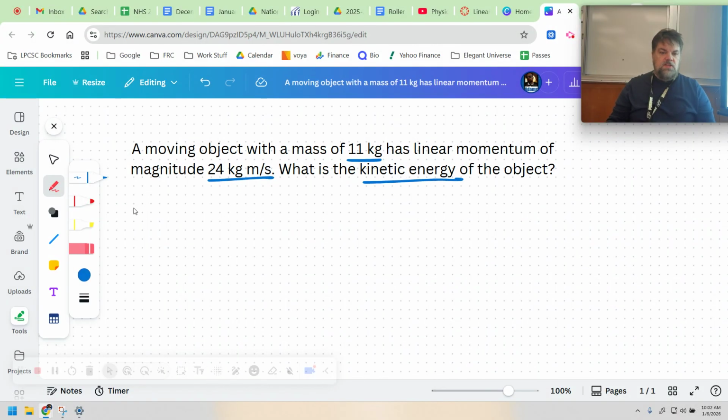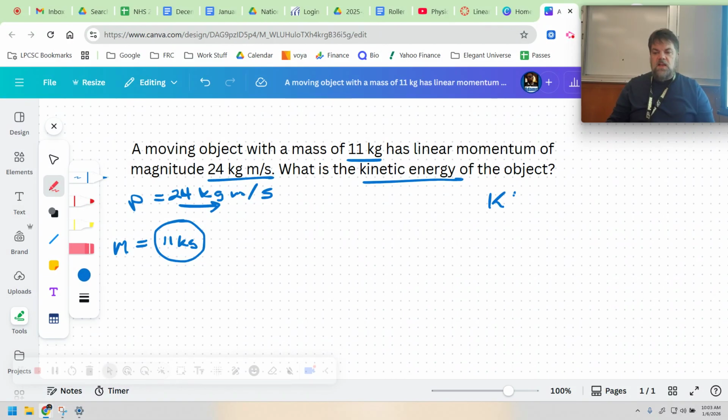So the first thing I need to do is list what they've given me, right? I'm going to draw a little picture. Let's pretend this is an object and it has a mass of 11 kilograms and a momentum of a positive 24 kilogram meters per second. So this is my momentum, and this is obviously the mass. And then the next thing they want is the kinetic energy.